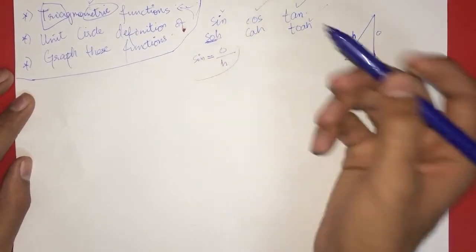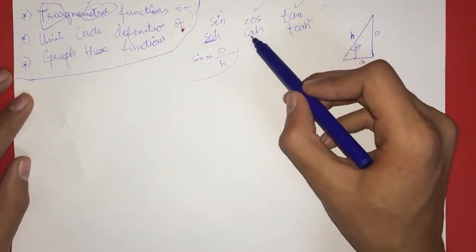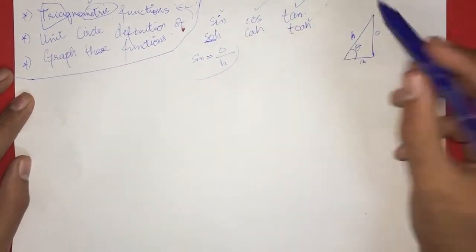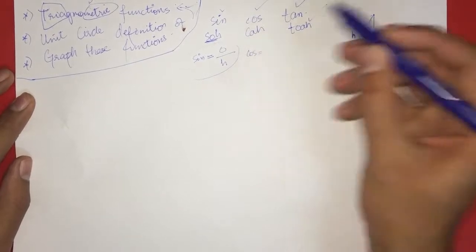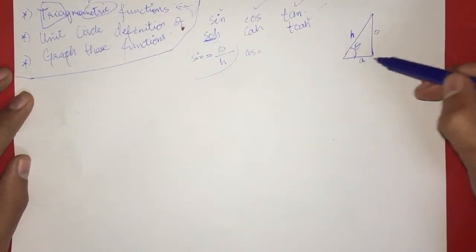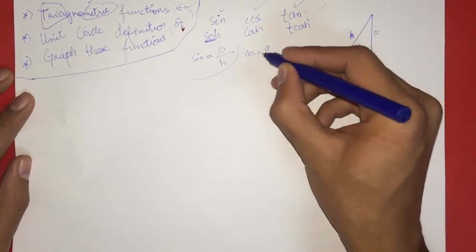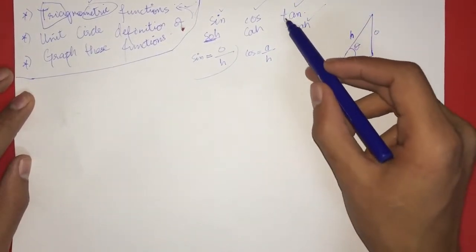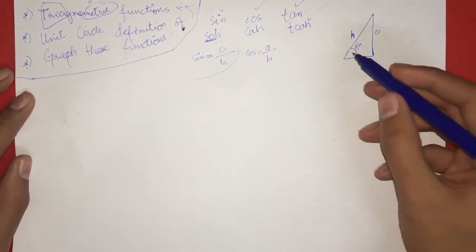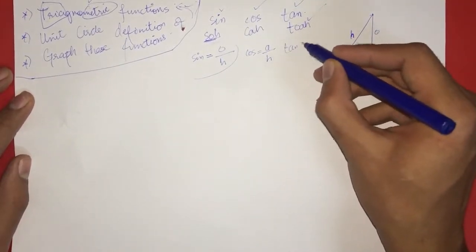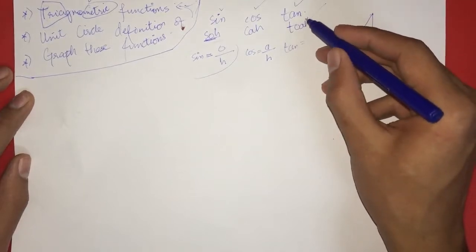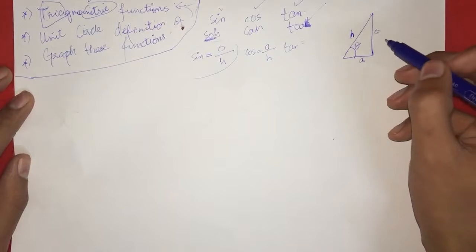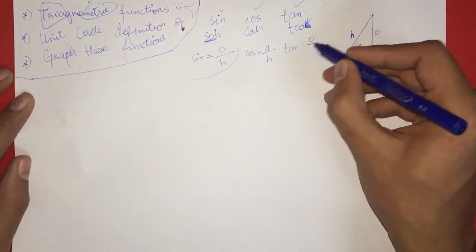This is sine. Now what does cos tell us? CAH, so cos equals a, which means adjacent, which is this side, divided by h, which is the hypotenuse. Now tangent theta is equal to TOA, so opposite divided by adjacent. So we have o divided by a.